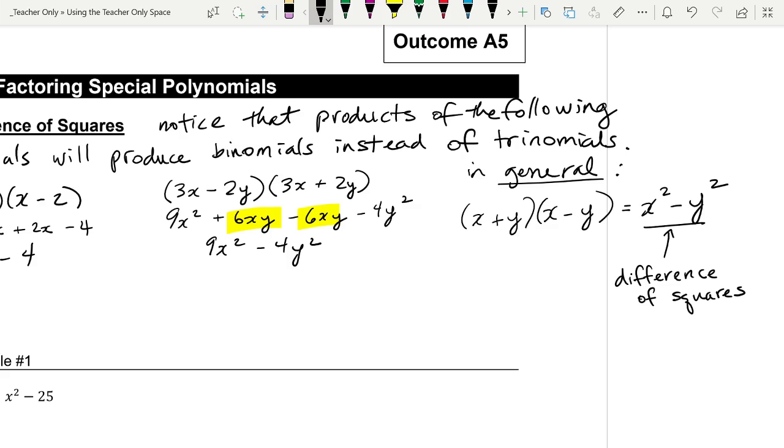Why is it called difference of squares? Because x squared and y squared are perfect squares, right? The one on the left is x times x, the one on the right is y times y. And these two binomial pairs here also have a fancy name. Resist the temptation to call them opposites. They are not opposites. The opposite of x plus y is not x minus y. The opposite of x plus y would be negative x minus y.